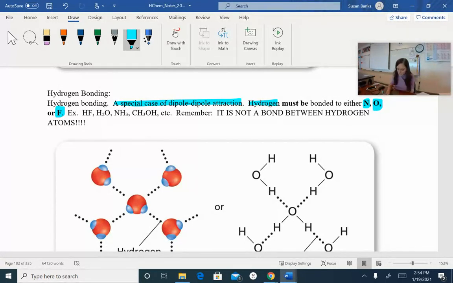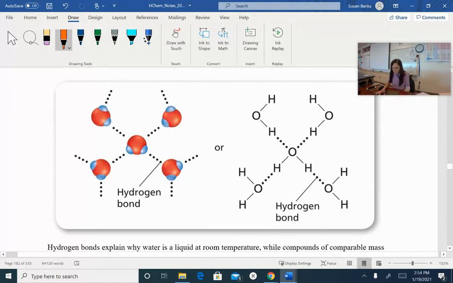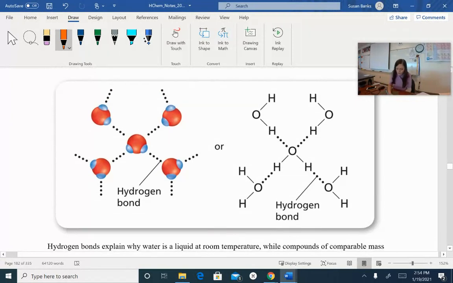Okay? So for example, we could have hydrogen fluoride, water, ammonia, methanol. Okay? It's not a bond between hydrogen atoms. It's a bond where a hydrogen has to be bound to oxygen, nitrogen, or fluorine. Okay? So here's water. Water, H2O.